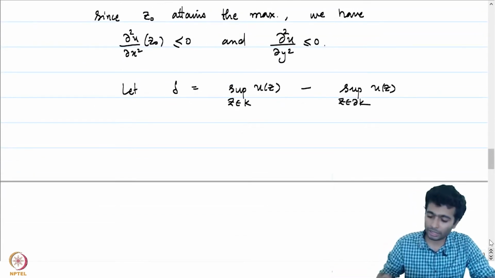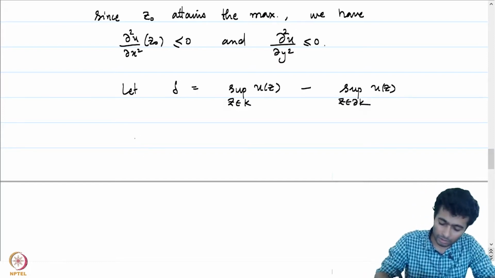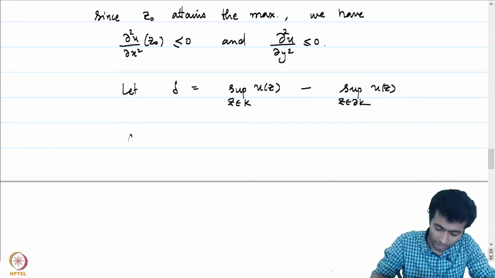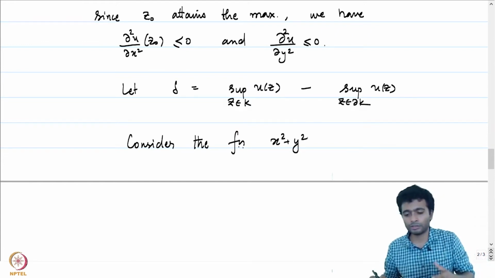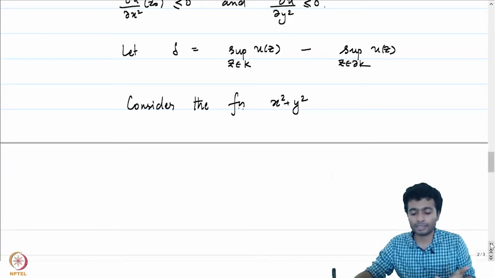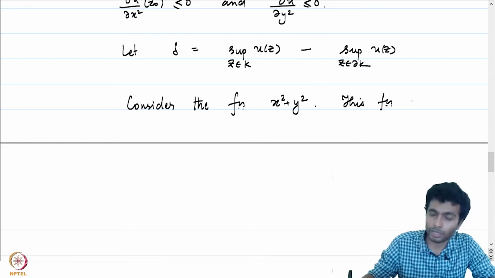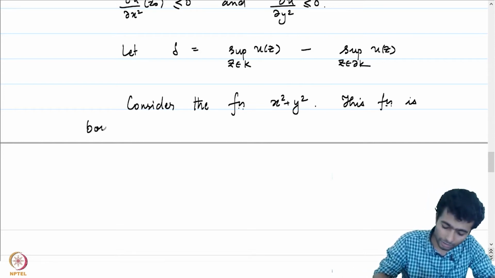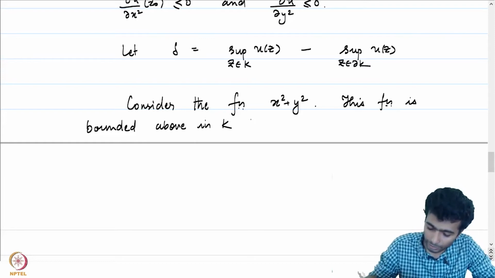And we also know that if you consider the function x squared plus y squared, this is a function which is continuous on the compact set K, and hence it attains a maximum. This function is bounded above, since our set K is compact. Let's call the bound something, say let's put it as m.